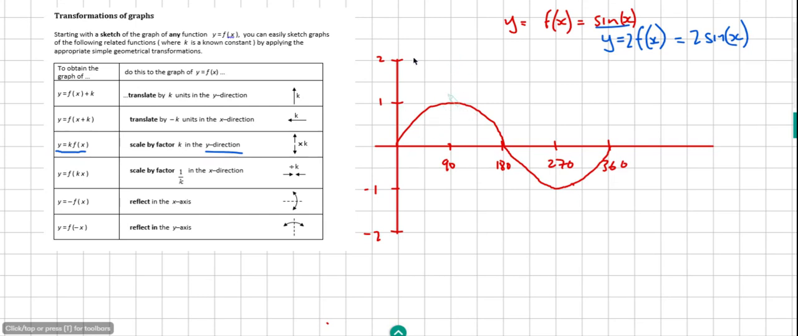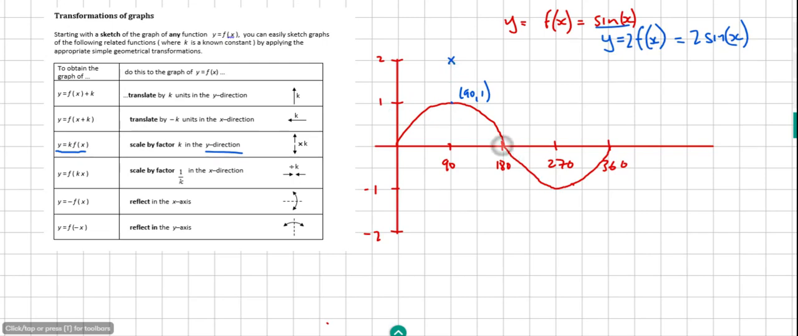So rather than it going through 1 here, 90, 1 is this point. That point there being 90, 1. It's now going to be doubled in the y direction. So the 90 will stay the same because that's the x direction. But the 1 is going to be doubled, so it's going to go through at this point.